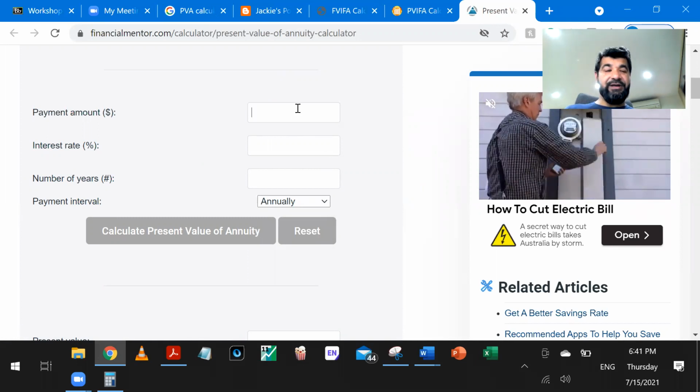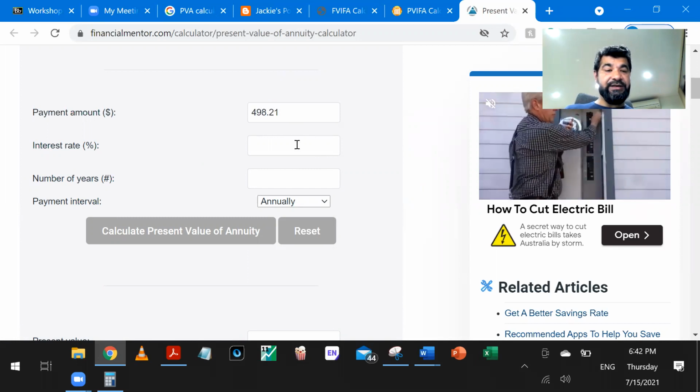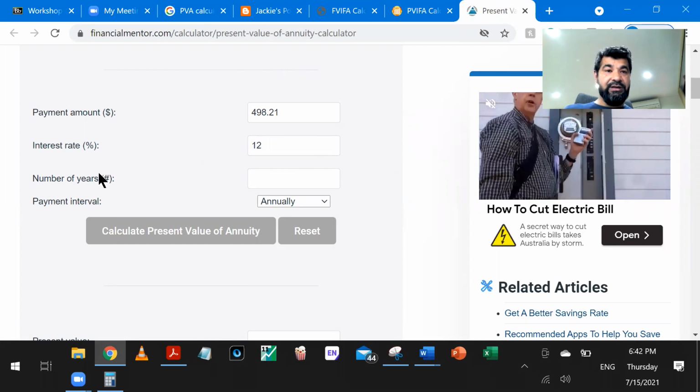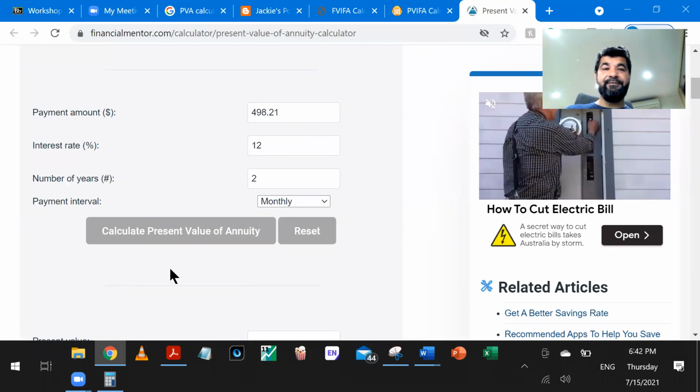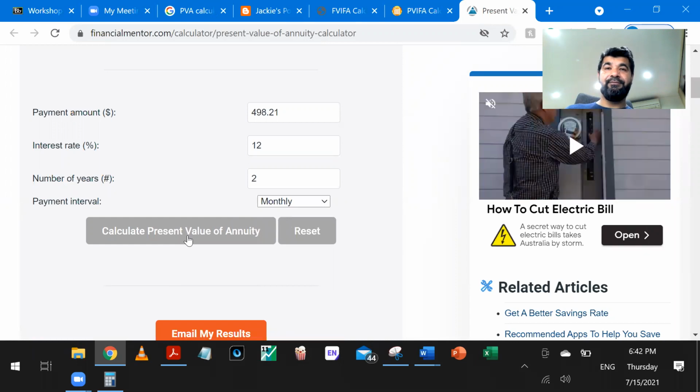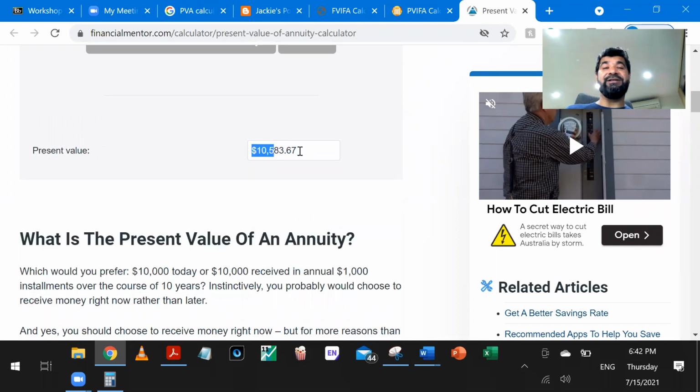Okay. Payment is 498.21. Interest rate is, let's say, 12%. Number of years is, let's say, 2 years. Payment interval is monthly. Let me just figure. See, 10,583.67. Easy.